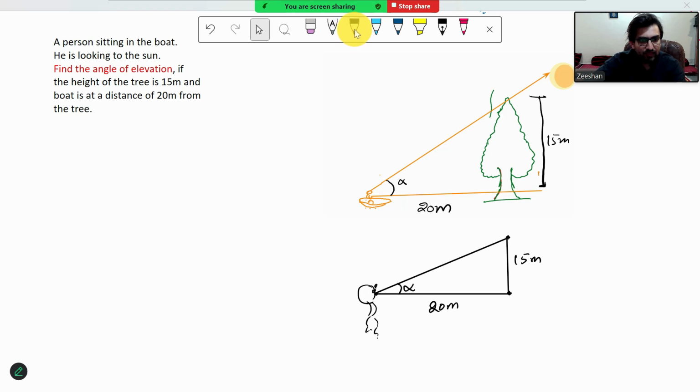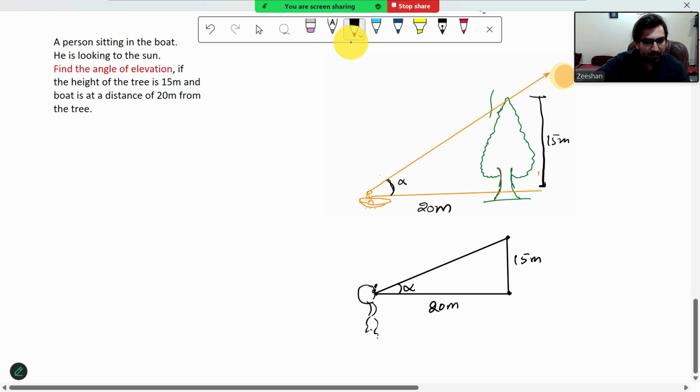So that was the angle of elevation, where you need to find out this alpha angle where the person sees above. Okay, there is some building, sun or anything above, and that person is looking above, and that angle is made with the sight line and with the baseline. So that angle is called angle of elevation.